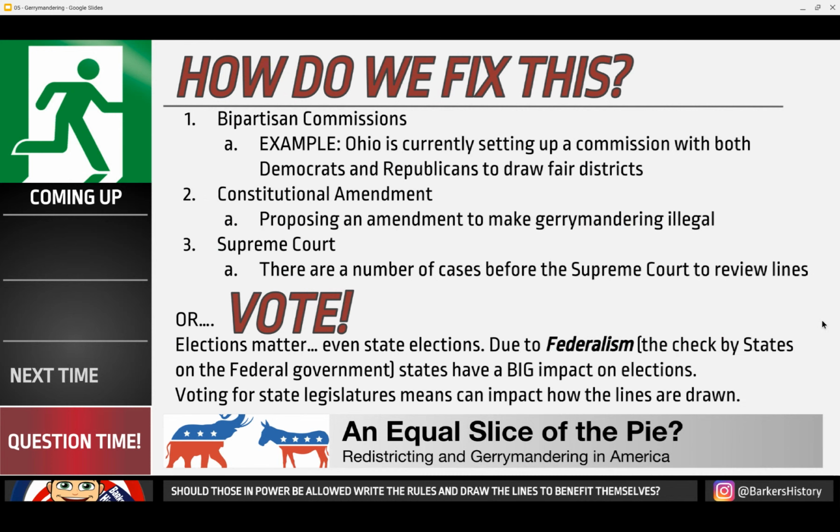And so, question time, right? This is the part where we ask, why is this so important? What about this makes this such an important thing? Well, first of all, how do we fix this? That's kind of the most important question, and there's a number of different ways.